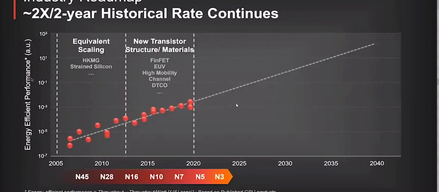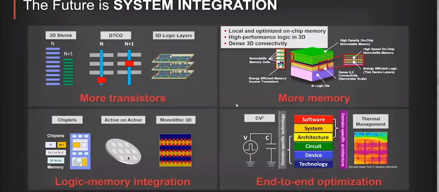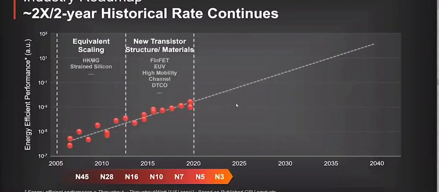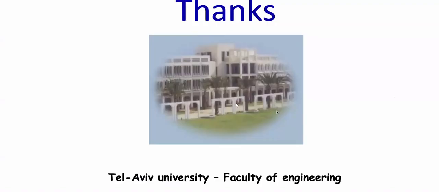So industry roadmap, what is the future? Energy efficient performance. Until 2012, we used what we call equivalent scaling, high-K metal gate or strained silicon. Today, we use FinFETs, enhanced UV, extreme UV lithography, high mobility devices, and DTCO concept. So where shall we go? We hope that we keep going to 2040 and design systems with 100 times better performance. This is wishful thinking. And with this slide, this is the end of my talk.